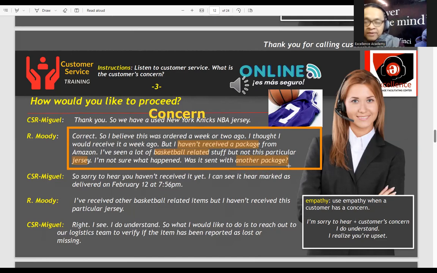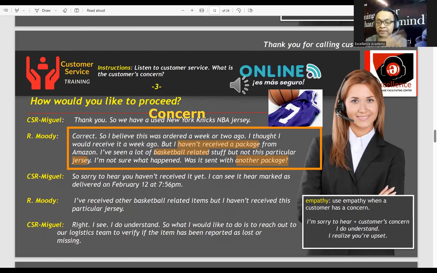So from the statement, the paragraph that the customer is saying, we have to focus on the keywords, right? So here, the keywords are package and that she hasn't received it, so hasn't received the package. She's talking about basketball related items or products. And the word jersey is also important. Now, a jersey is a basketball sweatshirt or any type of team sports sweatshirt that is used to play sports. That's what we call the jersey. And of course, the word package. Was it delivered with another package?